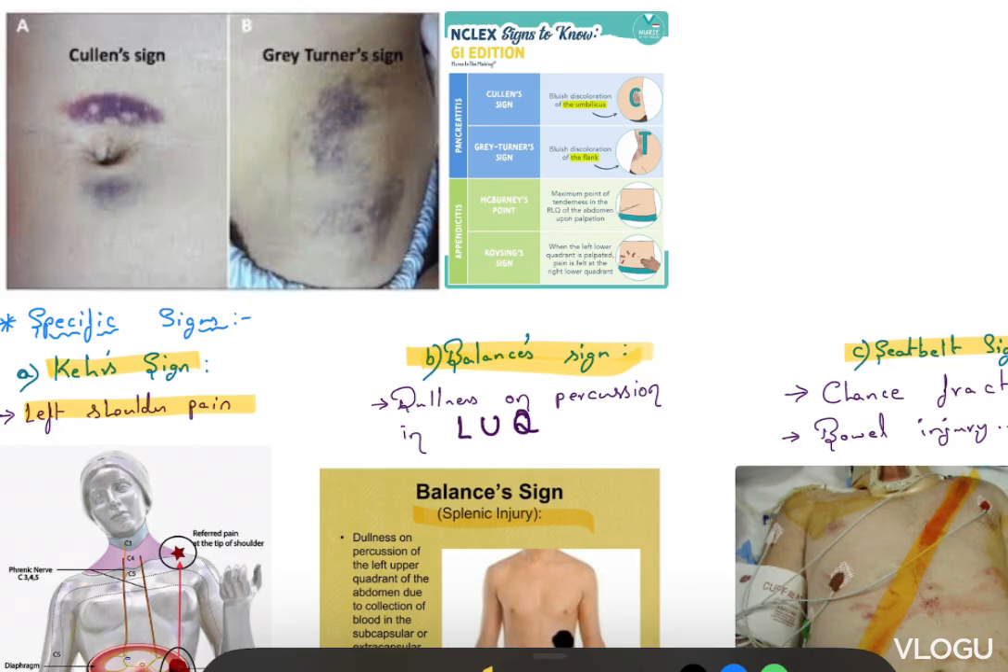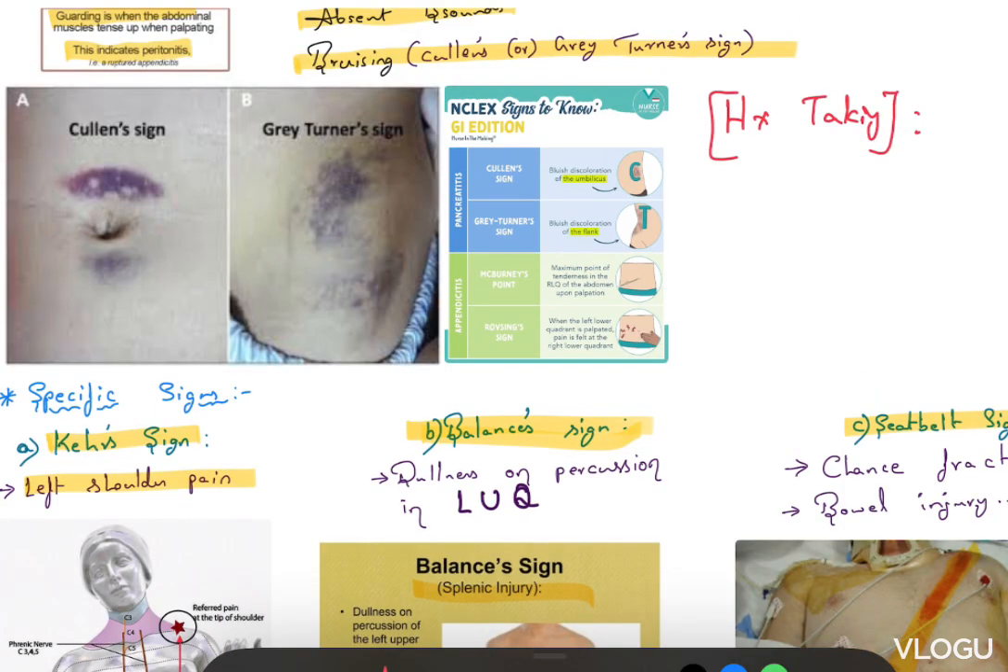So before going to investigation, if any patient is coming to emergency department, first we have to do proper assessment. So first we have to do history taking. If you're doing any history taking on patient, this is very important. That's why I'm discussing this thing. Actually, I forgot to mention this thing in notes.